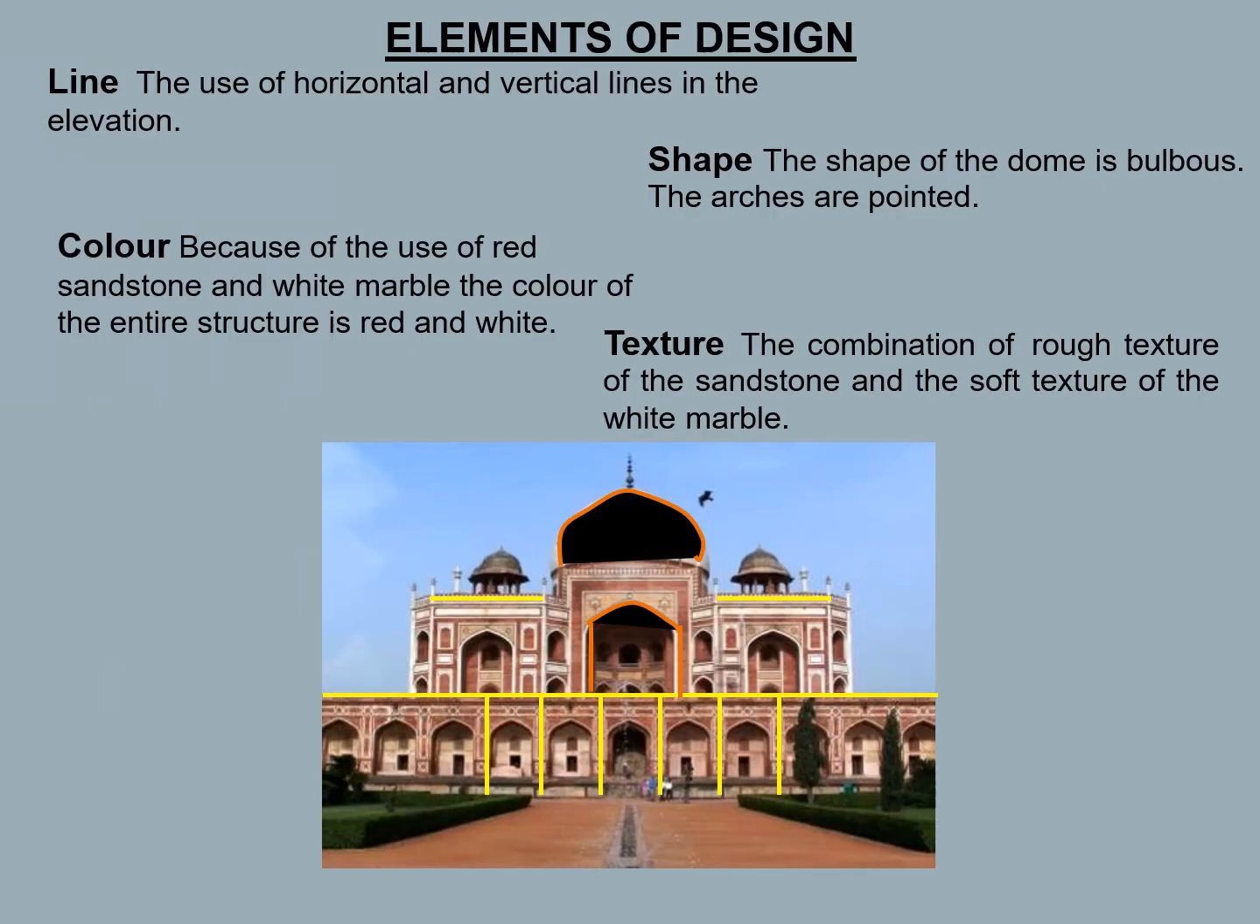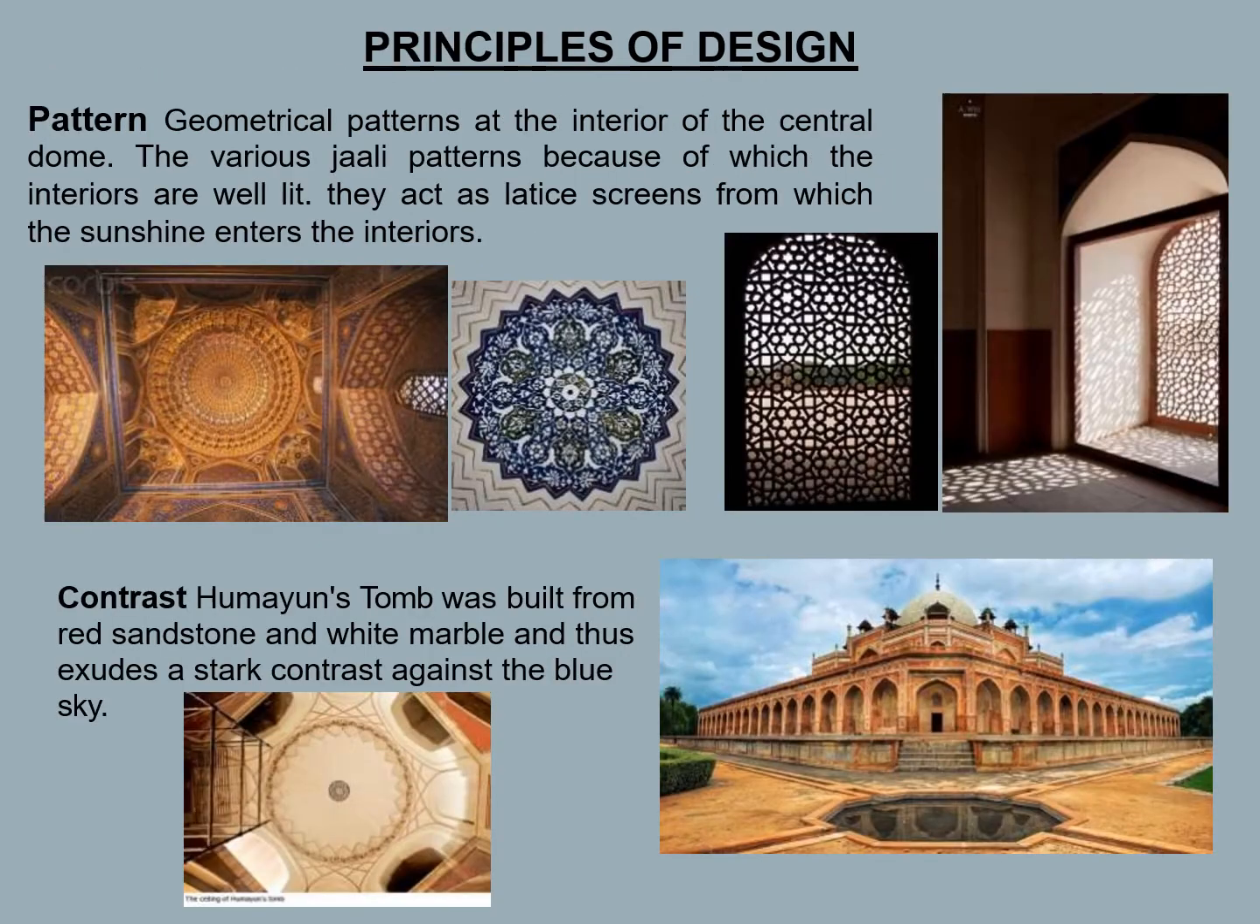Now, what are the elements of design used in Humayun tomb? First is line, the use of horizontal and vertical lines in the elevation. Shape, the shape of the tomb is bulbous, the arches are pointed. Color, because of the use of red sandstone and white marble, the color of the entire structure is red and white. Texture, the combination of rough texture of the sandstone and the soft texture of white marble.